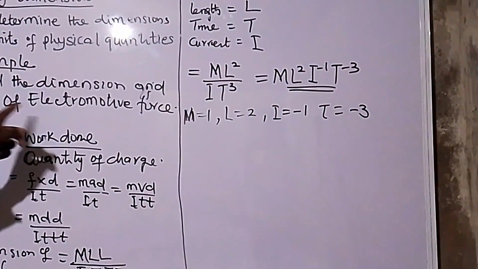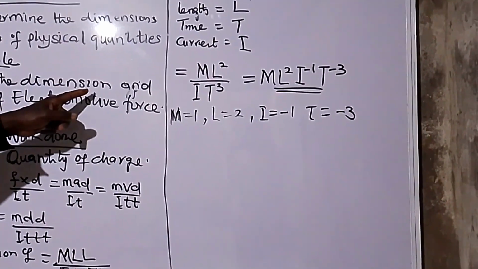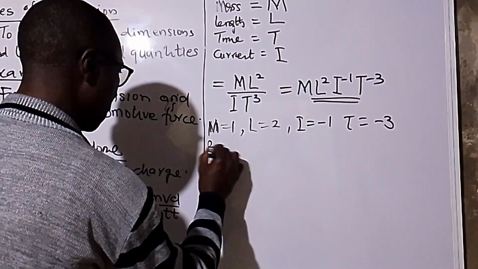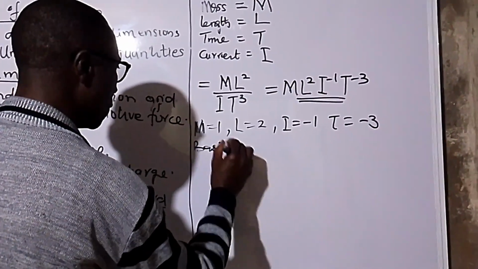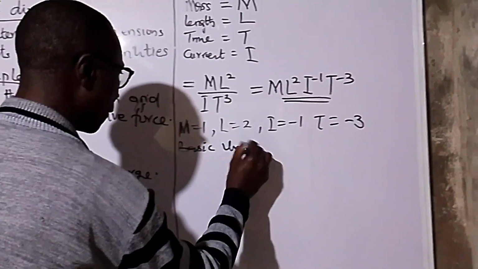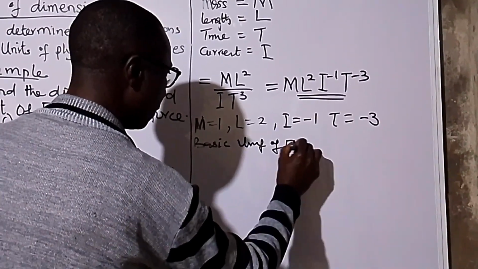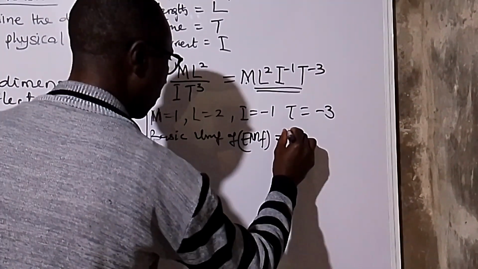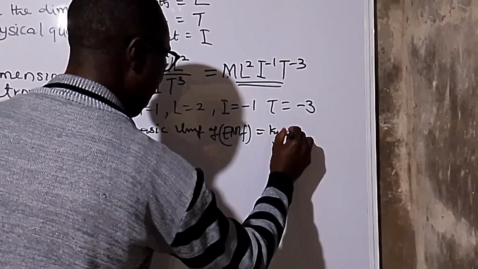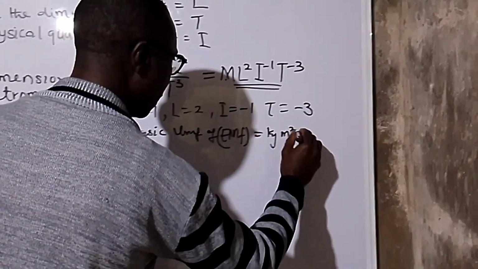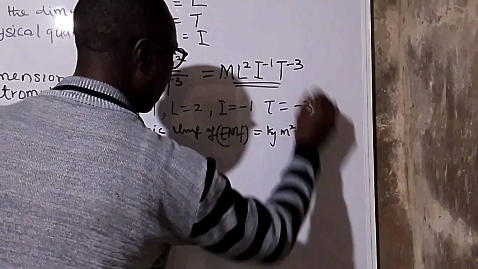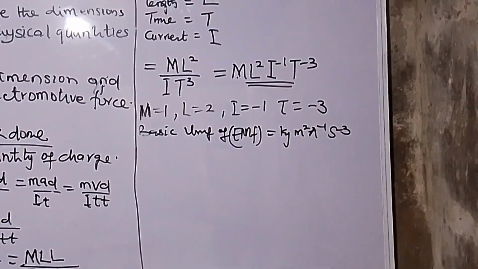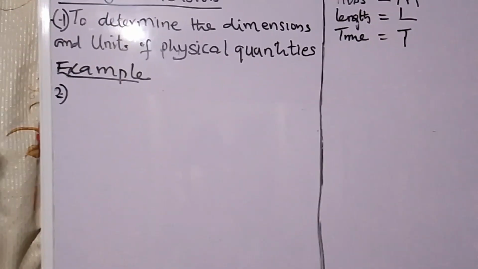From there now, according to the question, we should write the dimension and the unit. So the basic unit of electromotive force, unit of EMF, will then be equal to kilogram for mass, meter squared for length, per ampere per second cubed. That's the basic unit of electromotive force.